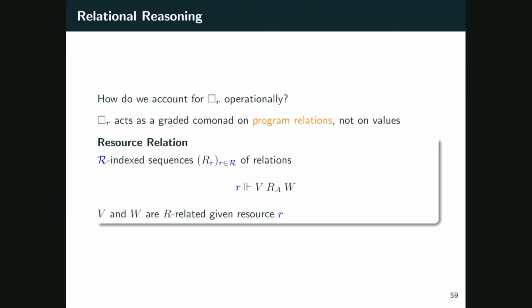Right, so do we account for coeffects at the operational level then? The idea is that we indeed model coeffects using a comonad, but this time on a suitable category of program relations. And what are these program relations? Well, I call them resource relations. I'm sure they have quite a lot of names in the literature, and these are just relations indexed by elements in the resource algebra. And I use this notation to state that V and W are values related by R given the resource r.